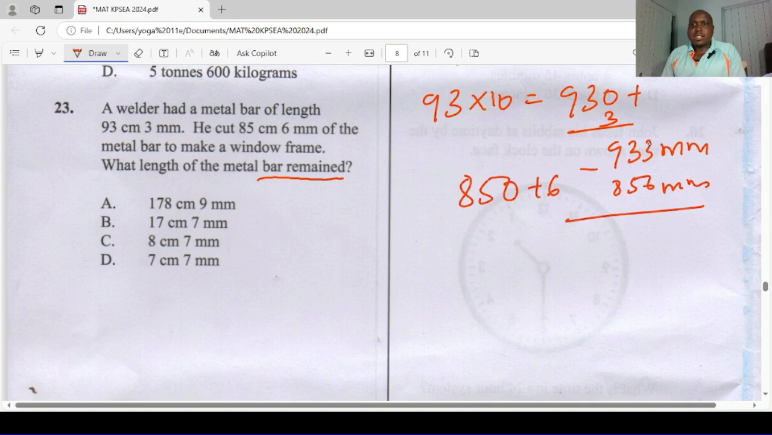13 minus 6, we borrow 1 from here to make it 13, 7. 12 minus, so borrow 1 from here, make this 12, 12 minus, this is 7. So 7 millimeters. 7 millimeters is same as 7 centimeters and 7 millimeters.